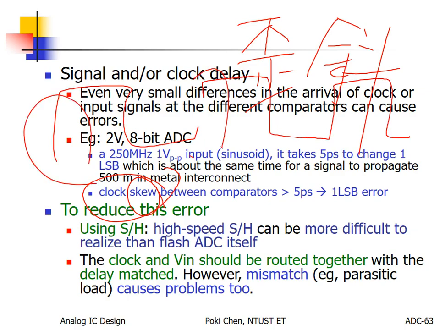So again, on the screen of your oscilloscope, this edge and that edge need to be fully overlapped. But that is only in theory. In practice, you have jitter. They are not aligned to each other, so you will get such kind of clock skew. Not only from jitter, but also from routing.